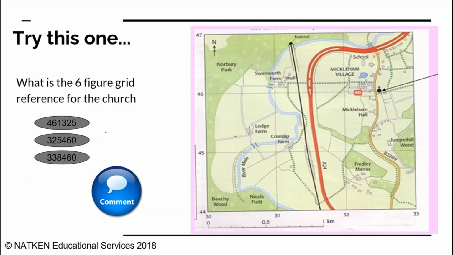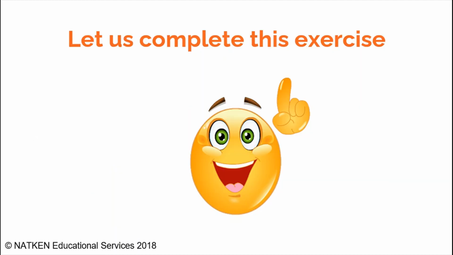And this question here is another one for you to try. That is the 6-figure grid reference for the church. The church is pointed at right here, and then you have 3 options to answer your question as well. Again, the first person that gets this one correct will also get a shout out in our next video. Let us complete this exercise.